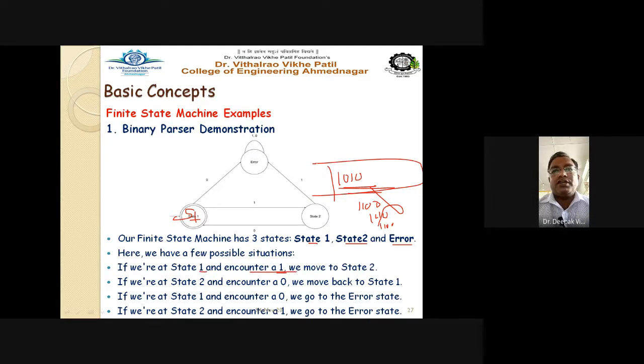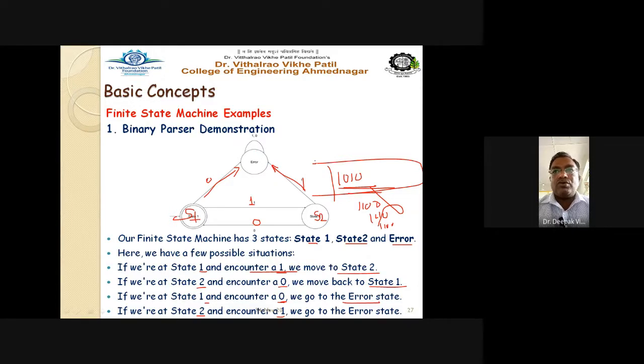At state 1, if we encounter input 1, we move to state number 2. Go to state S2. If we are at state 2 and the input is 0, definitely we have to go back to state number 1 again, right? At state 1, if we encounter 0, we have to go to the error state, because if 0 occurs here, it will not accept that particular string. Then at state 2, if we encounter a 1, again this string is not accepted by our finite state machine, so we go to the error state.